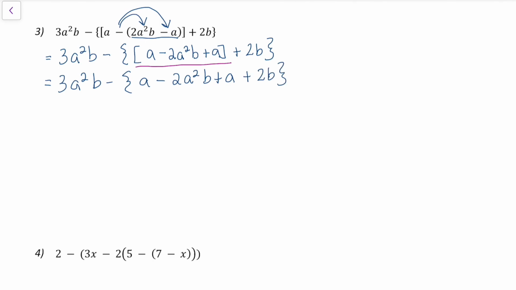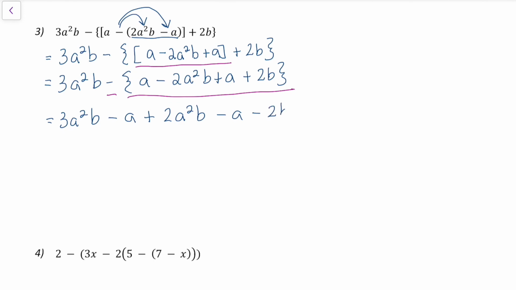And now I can expand this bracket with the minus that's out front. And so I get 3a squared b minus a plus 2a squared b minus a minus 2b. So that minus 1 essentially changes the sign of everything inside. So now I've expanded all of my brackets and I can start combining like terms.